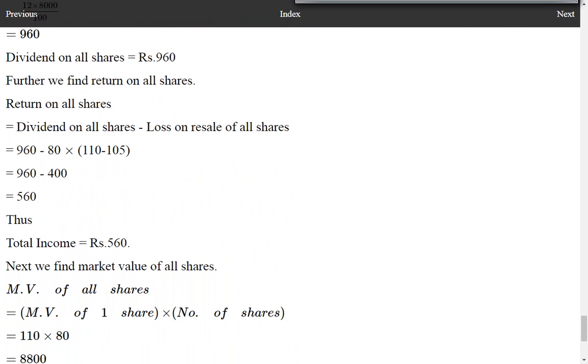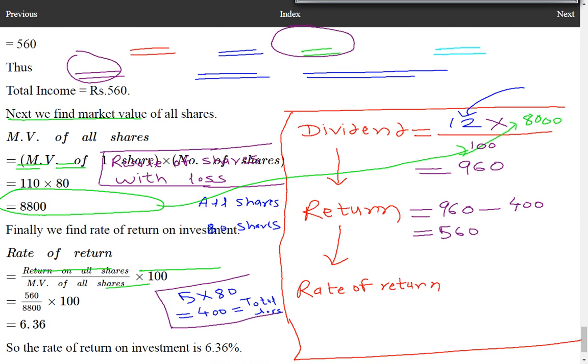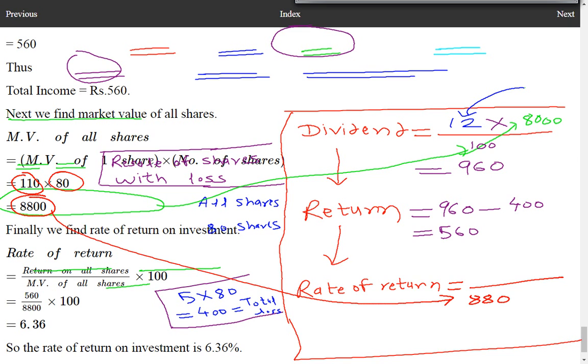Again we'll find rate of return. To find rate of return, we will have to find market value of all shares, and then we'll have to use the formula for rate of return. Market value of one share is 110 and there are 80 shares. So market value of all shares is 8800. Now the formula for rate of return is return on all shares divided by market value of all shares.